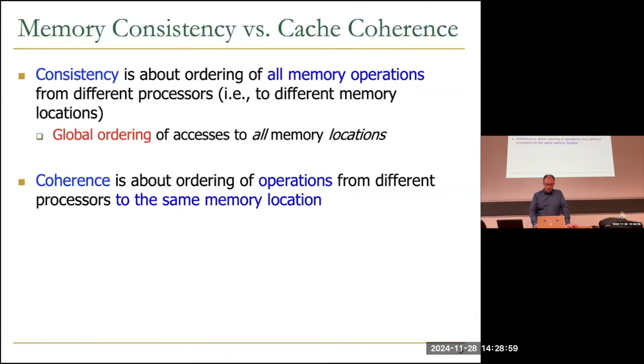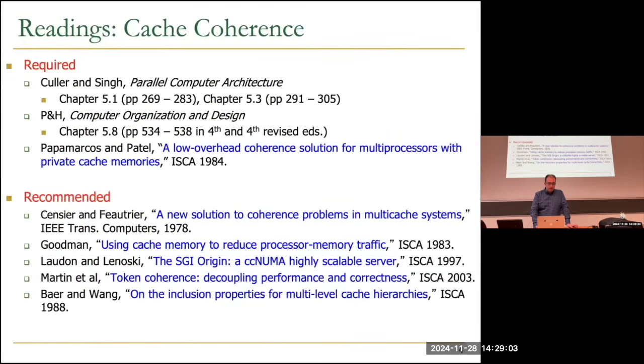So that's the definition of memory consistency and cache coherence, which we already covered. These are some required reading. This Culler and Singh book is actually very useful for this topic. And we're gonna also use a lot from this book. But yeah, so you can check these recommended papers as well.